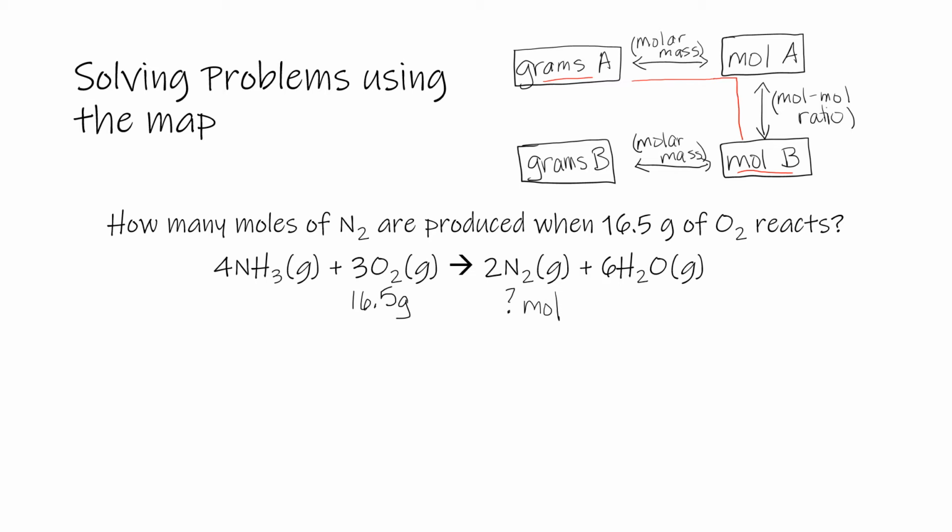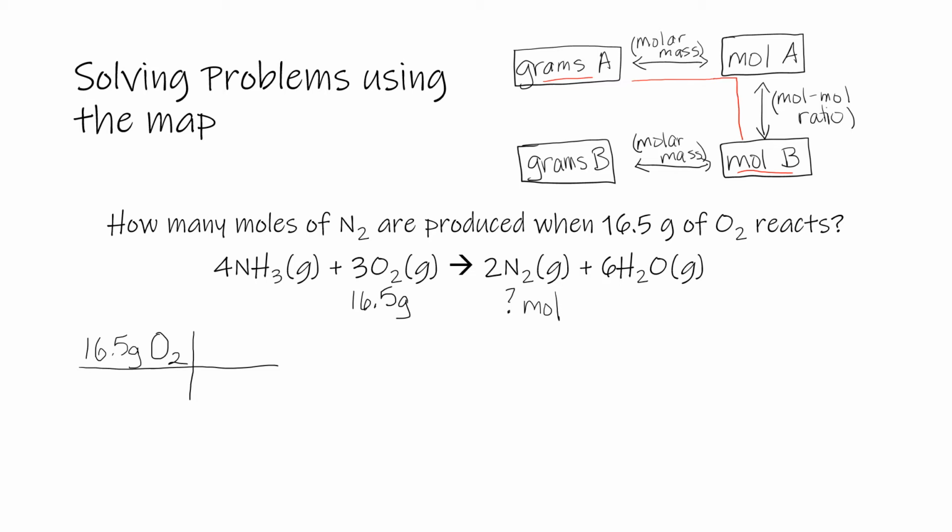That's our plan. So let's start by writing down the amount we're given, which is 16.5 grams. Important to write down what it is so we don't get confused. Grams of oxygen. First conversion factor is the molar mass. That's in parentheses between our grams of A and moles of A from our roadmap.